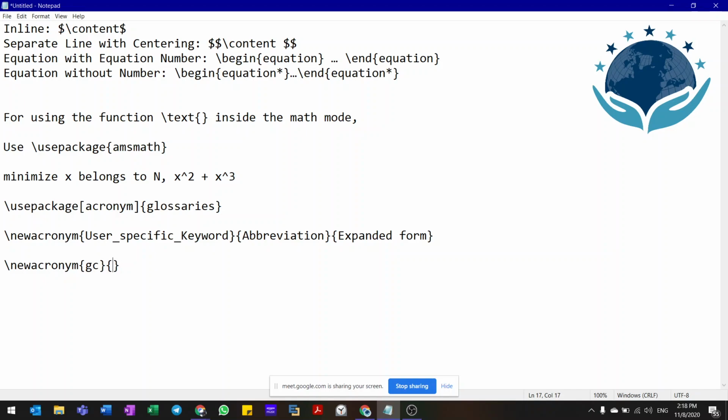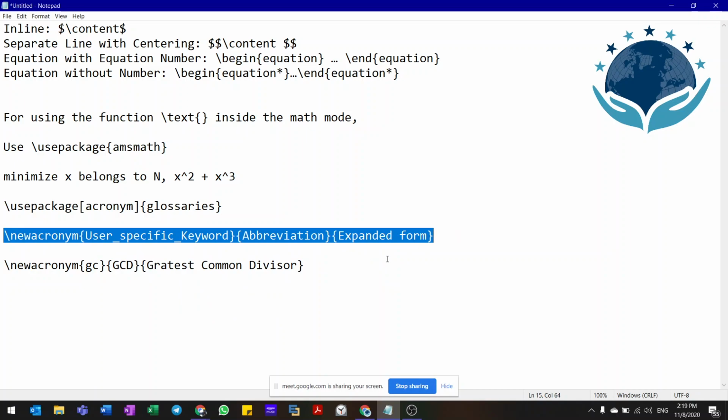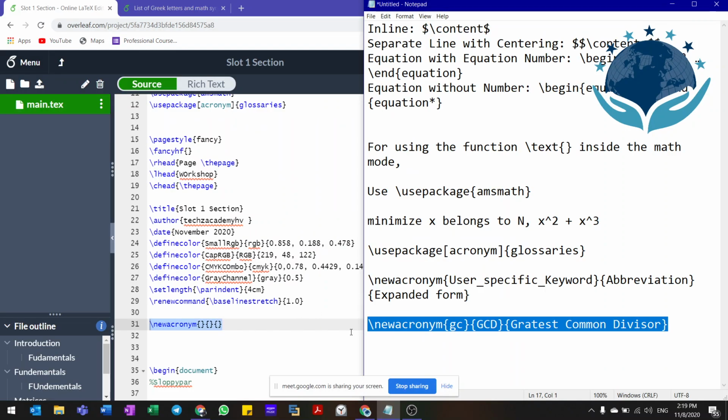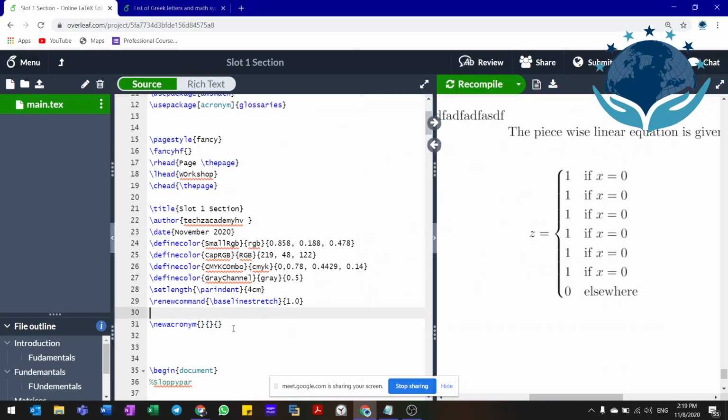So for example, here I am going to specify the keyword as GCD, or I can say GC, just for my reference. So it is user specific, I can give whatever I need. After that, in the abbreviation, you give GCD, the abbreviated form of the thing, followed by the expanded form, the greatest common divisor. Okay, so this is the common syntax. This should be inserted at the preamble area, which, as I told you before, is before the begin document. So we have inserted it here.